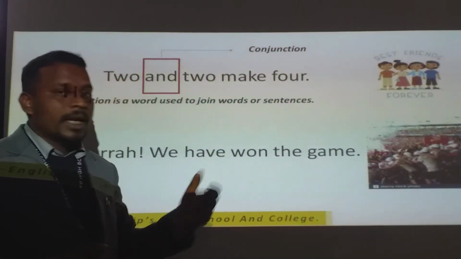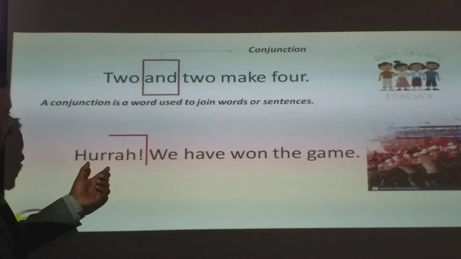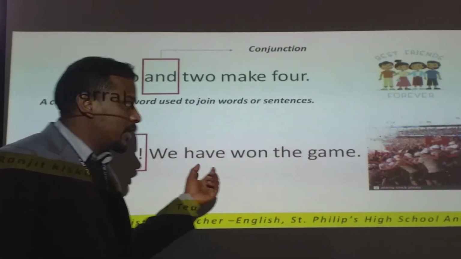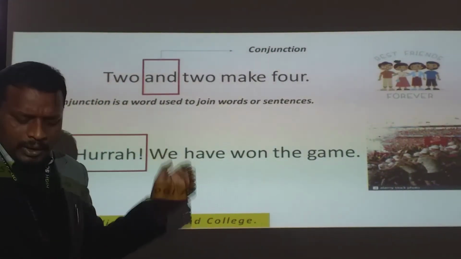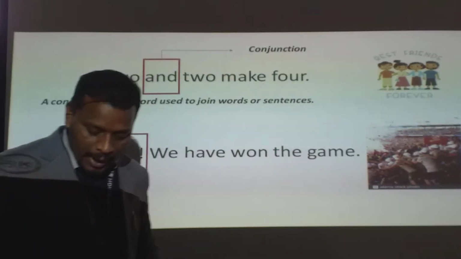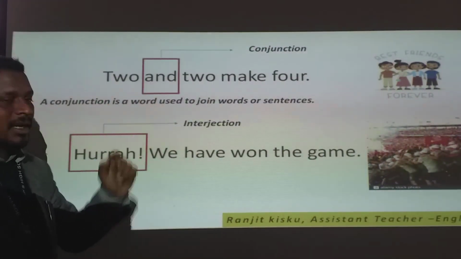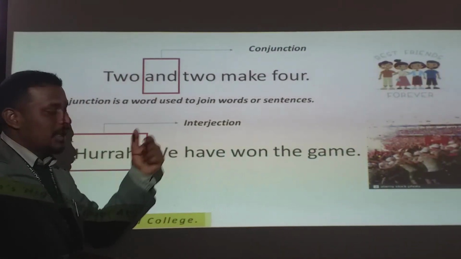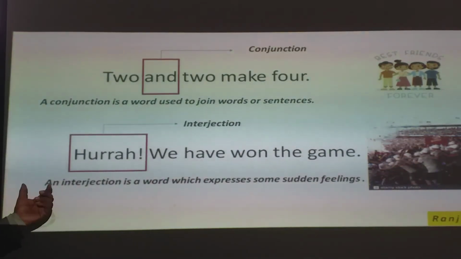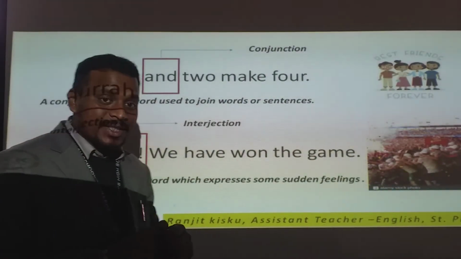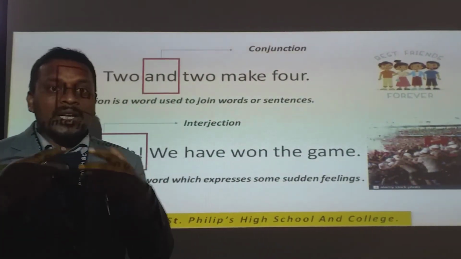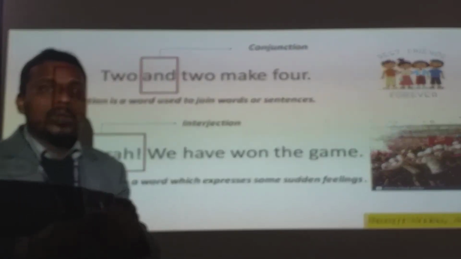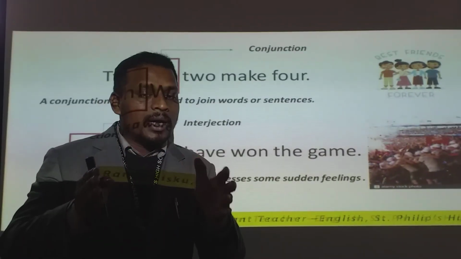Alright, we have won the game. In this sentence, let's see. Alright, you can see the word hurrah is highlighted, and this word has a name, and the name is interjection. So dear learners, I hope you understood what we call it. Interjection. Let's see. An interjection is a word which expresses some sudden feelings. So these types of words express sudden feelings of a man.